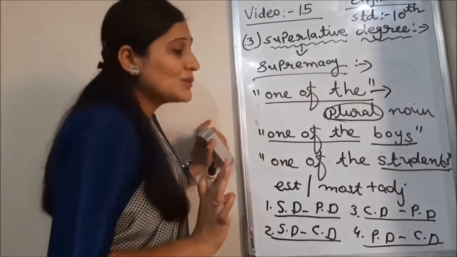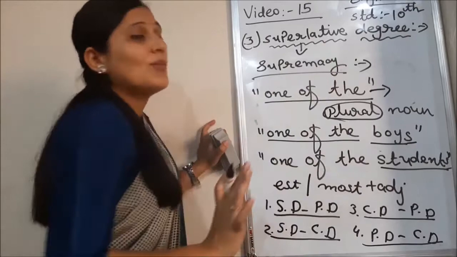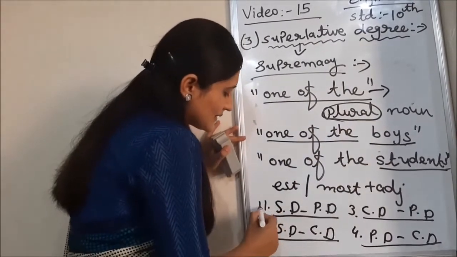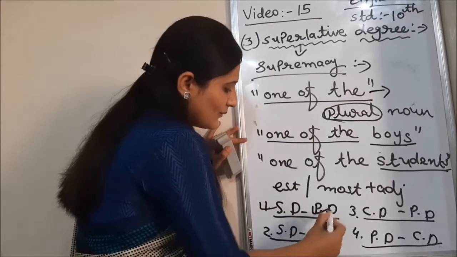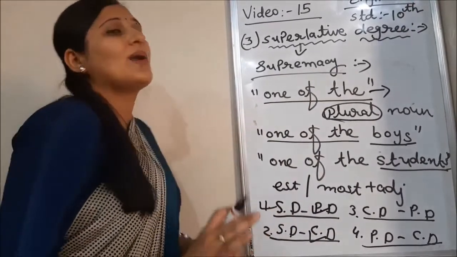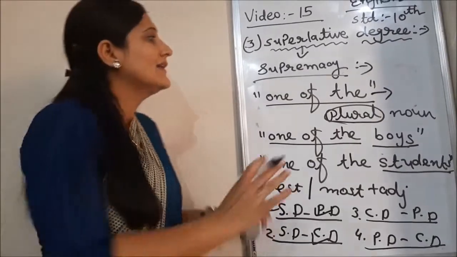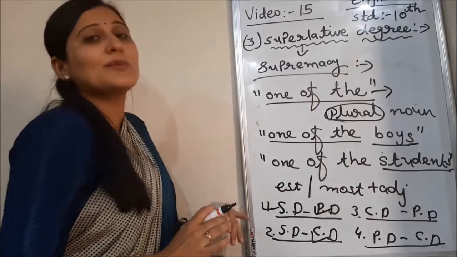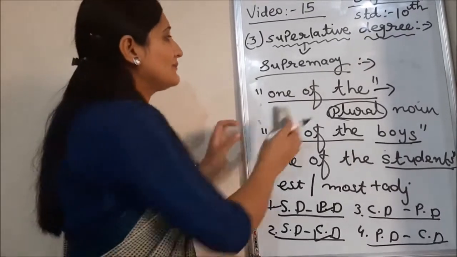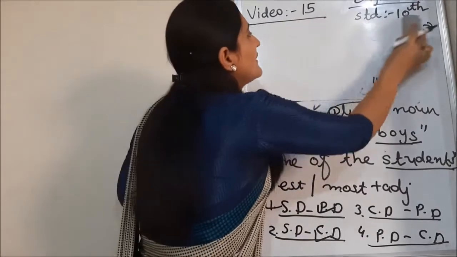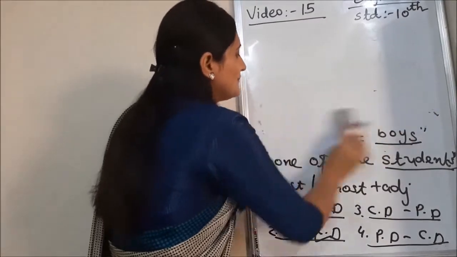So, up to now I have given most of the information about all the degrees: superlative, positive and comparative. I have given information about all the 3 degrees in detail. Now, I want to give information about adjectives. See, now I will give information about adjectives.